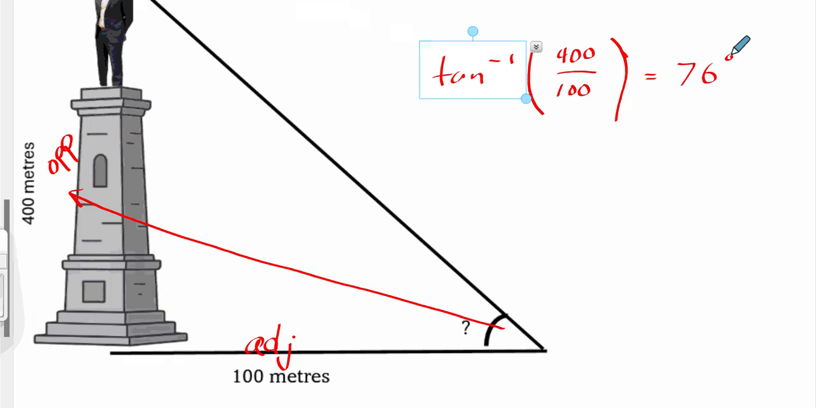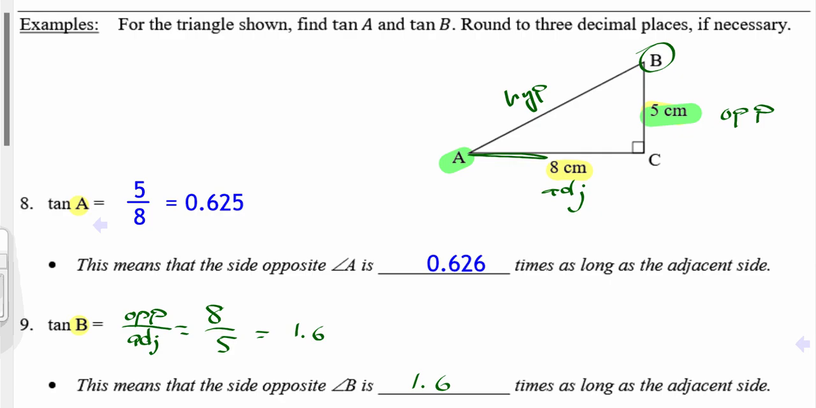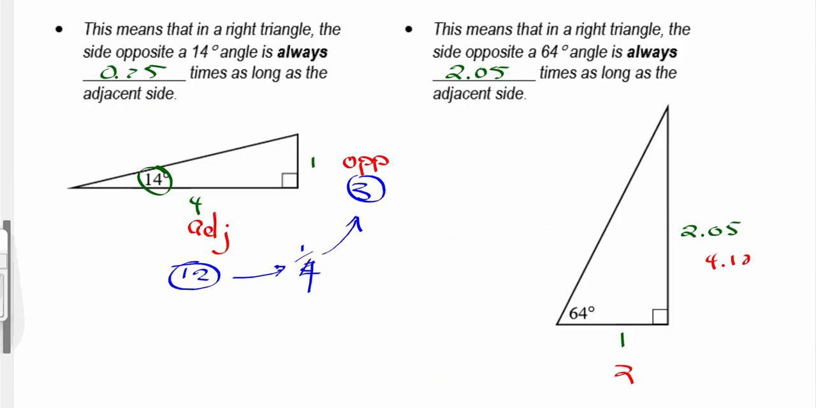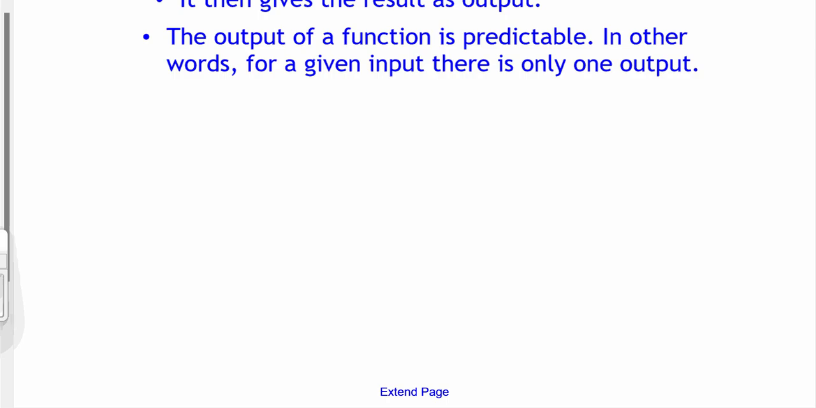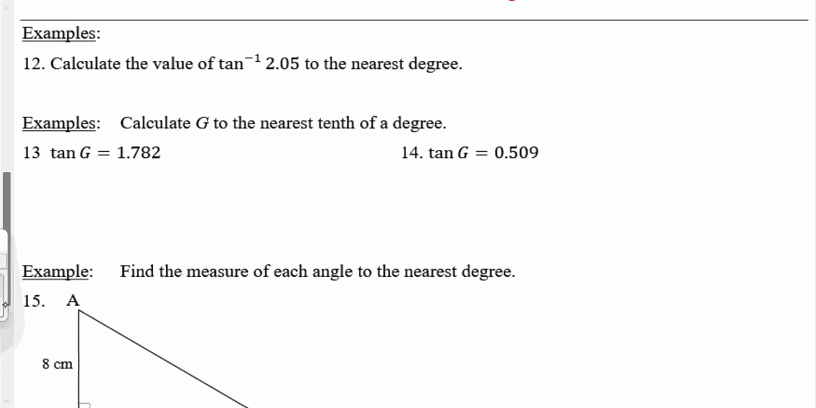Okay, so everybody was good with this one, figuring out 76 degrees. So let's come back to where we left off, which was the next page. Okay, so as we look at these examples, some of you already did this, but again, we want to do inverse tangent of 2.05.